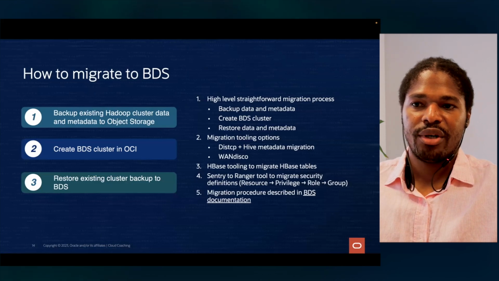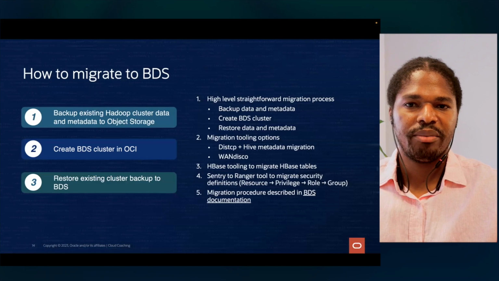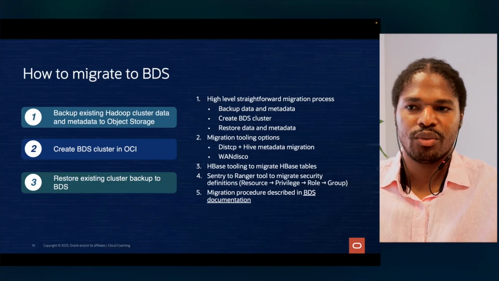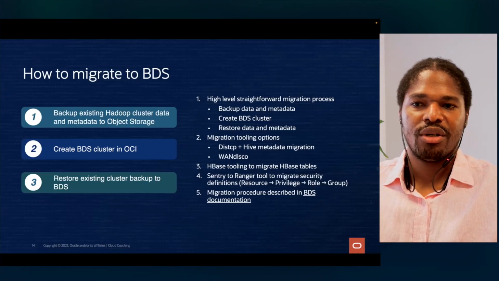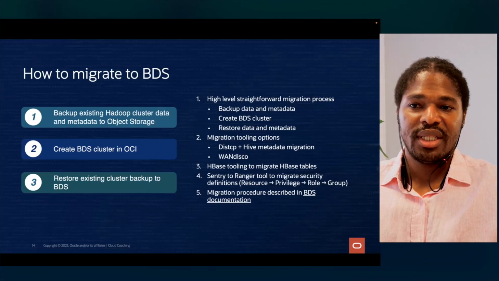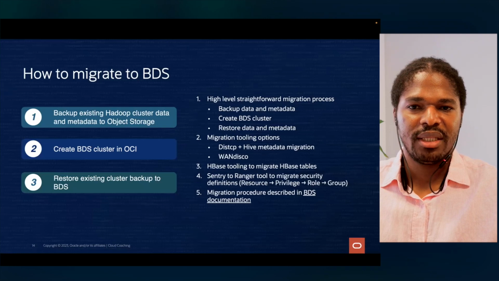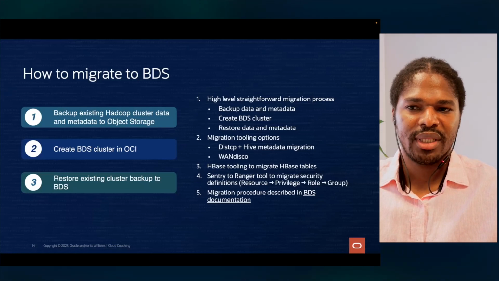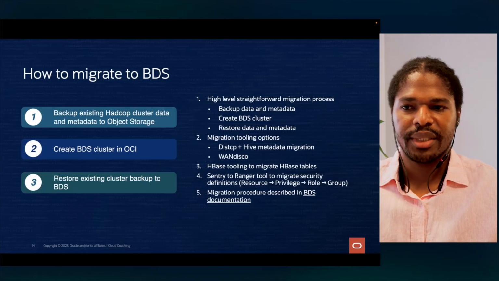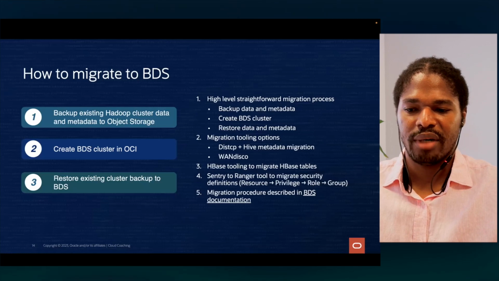So again, as said before, the big data service makes it easy for your organization to migrate your big data workloads to the cloud, to the Oracle Cloud, using a service such as OneDisco and a combination of, let's say, Hive metadata and distributed copy. So these services enable your organization to migrate your data seamlessly without disruption and by reducing the downtime and also increasing the productivity of your team.